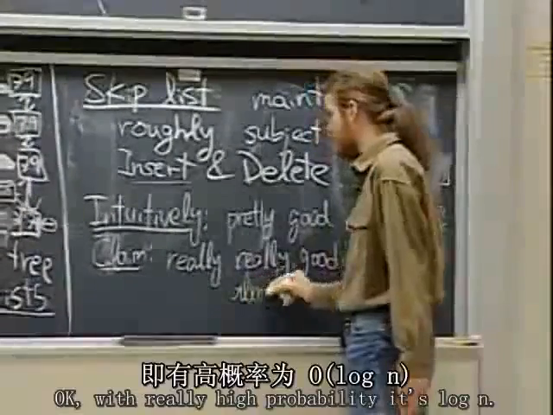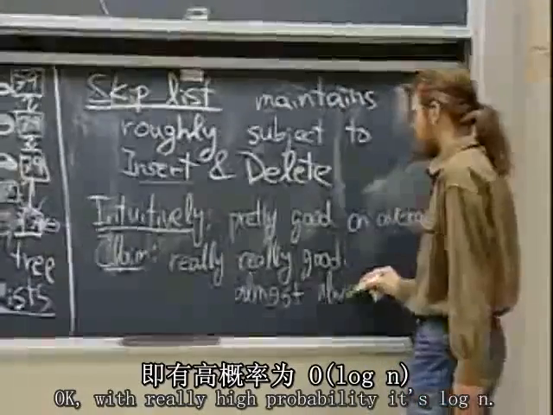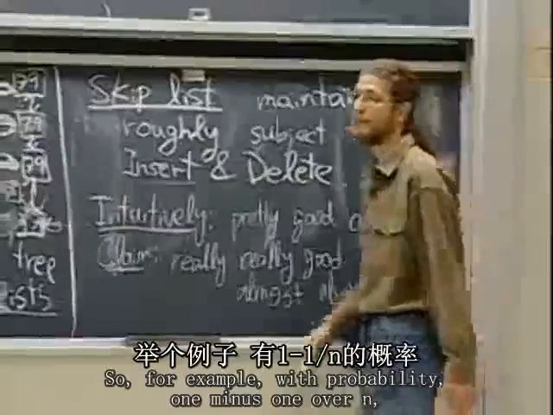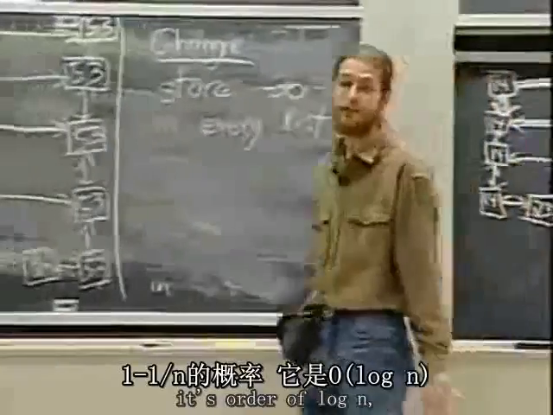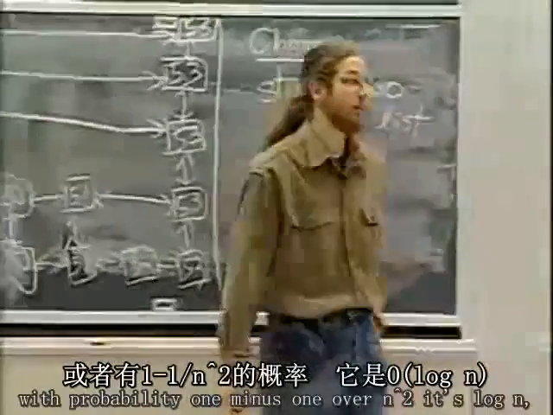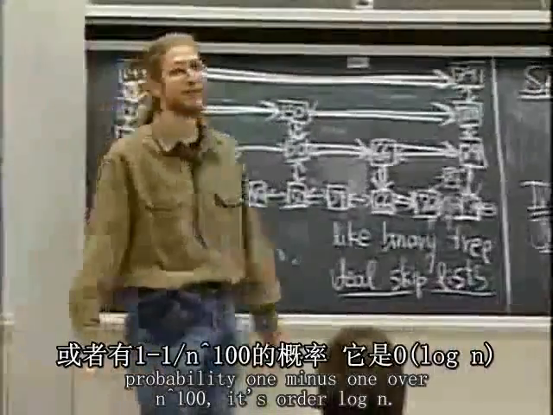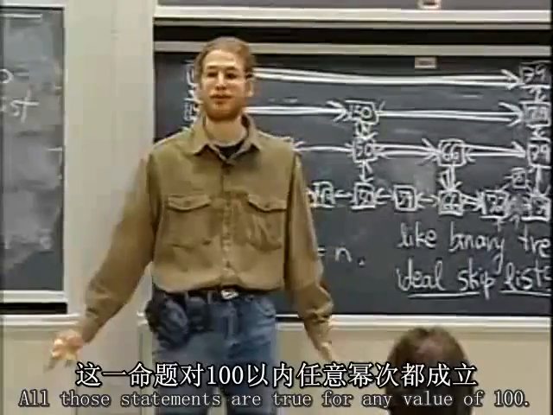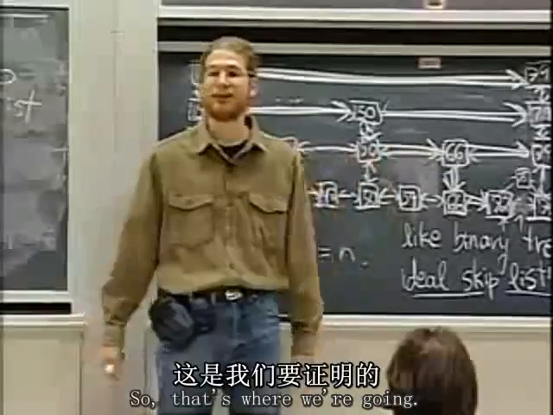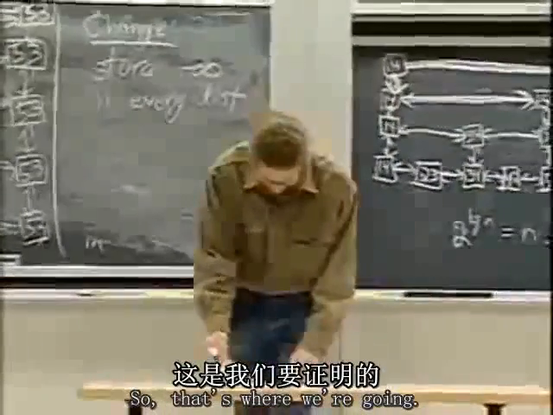With really high probability, it's log n. So for example, with probability 1 minus 1 over n, it's order log n. With probability 1 minus 1 over n squared, it's log n. Probability 1 minus 1 over n to the 100th, it's order log n. All those statements are true for any value of 100. So that's where we're going.